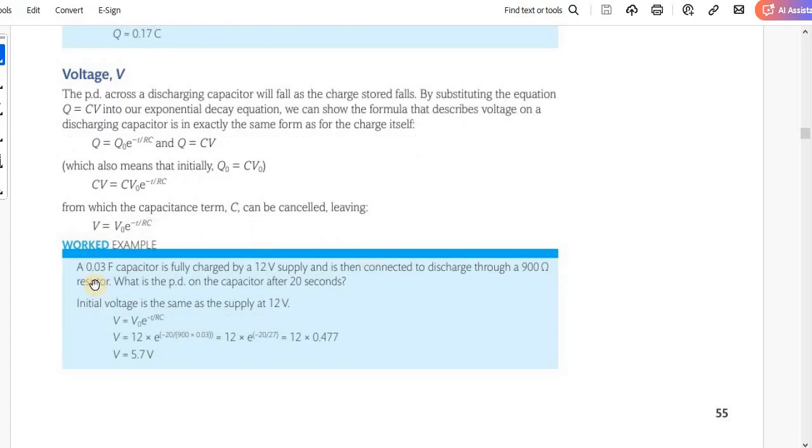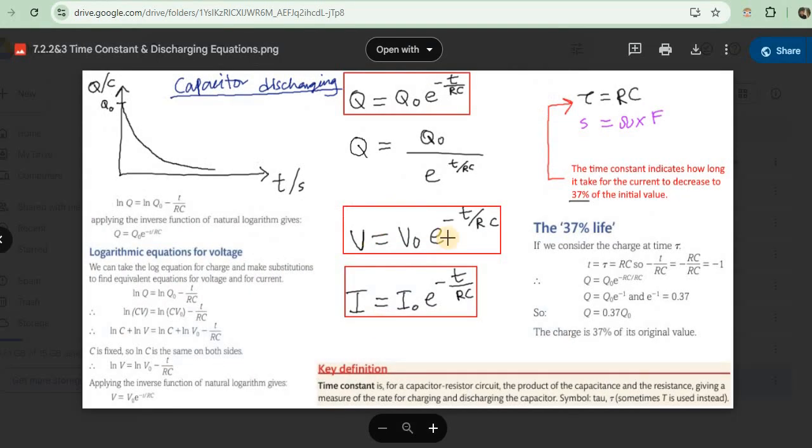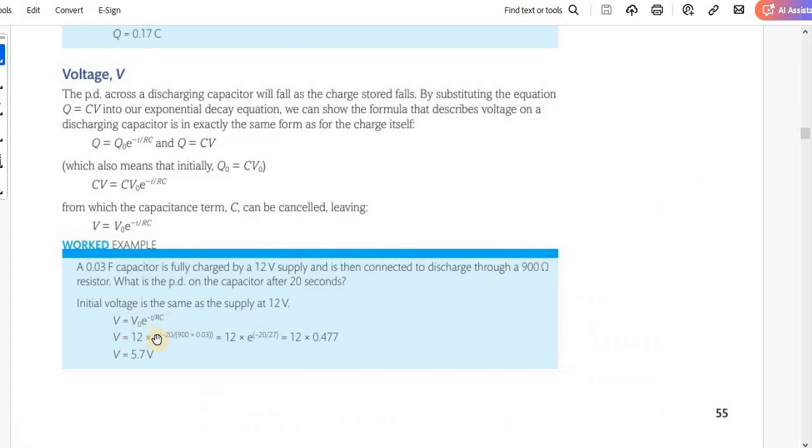Now this one: a 0.03 farad capacitor is fully charged by a 12 volt supply and is then connected to discharge through a 900 ohm resistor. What is the potential difference of the capacitor after 20 seconds? So again, very simple. Now here they are asking you the potential difference. So based on that, you know that you are supposed to use this equation. So that's what they are doing.